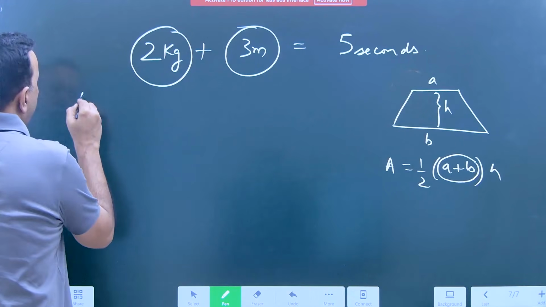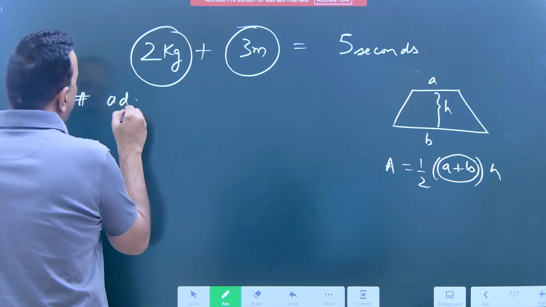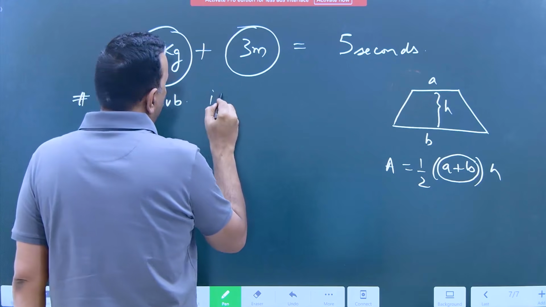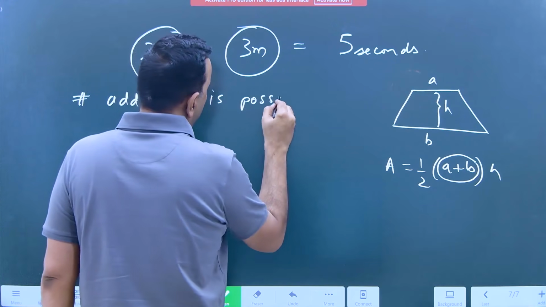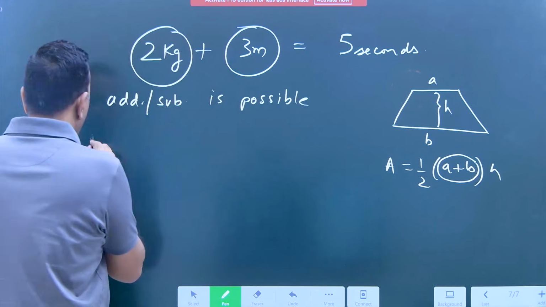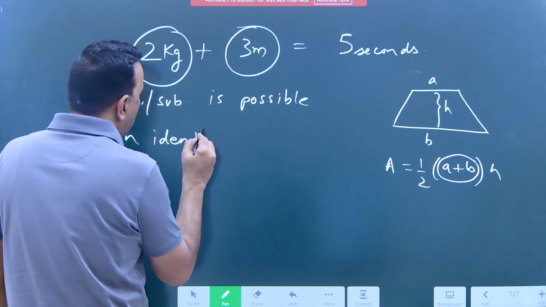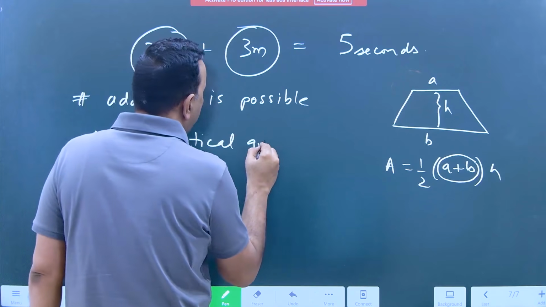I'm noting it down here. Addition, subtraction is possible with identical quantities only.